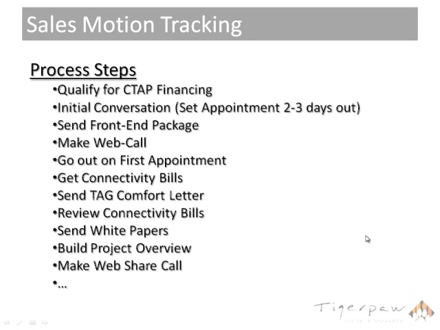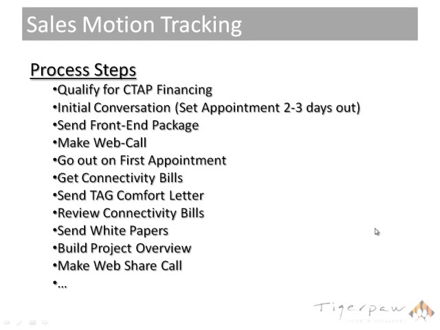As you're aware, there are a number of steps in the sales motion tracking process itself. Some TAG members have as many as 20 steps in their process. If you try and track these steps as stages within an opportunity, that can be quite problematic. But before we get into tracking the actual steps of the sales motion tracking process, let's talk a little bit about opportunity management within TigerPaw.